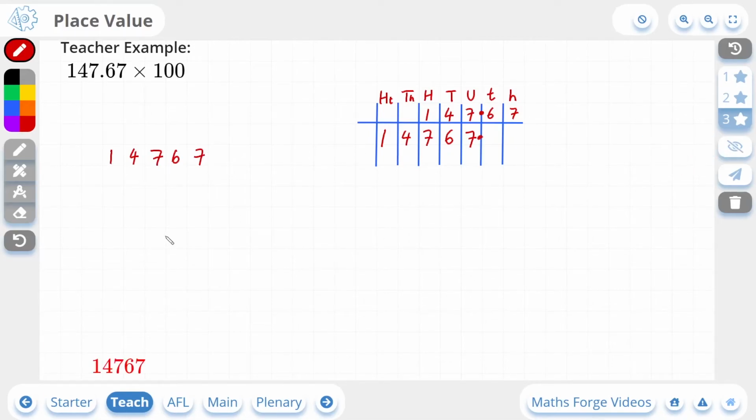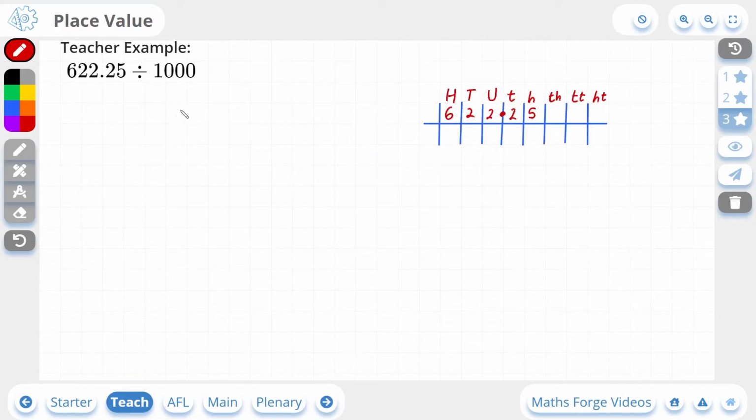And that's how it's done. You don't have to draw out the place value table every time. You can just visualize it. How many times do these numbers need to shift across? Well, if you're timesing by 100, there's 2 zeros, so they shift across to the left twice.